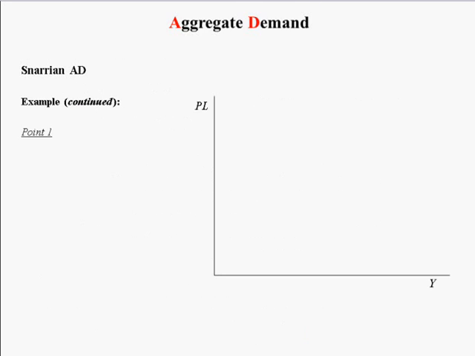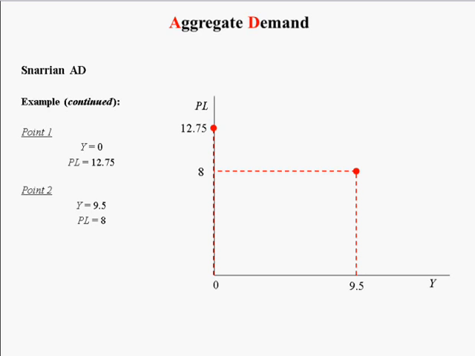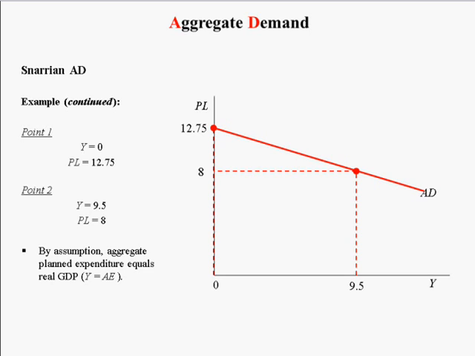Okay, so let's graph it. At point 1, real GDP is 0. Price level is 12,750. Plot that point. Point 2 has GDP being 9.5 trillion, and the price level is 8,000. So the aggregate demand curve is the line that connects these 2 points. By assumption, remember, aggregate planned expenditure equals real GDP, because the aggregate demand curve assumes we're in equilibrium in that model. In the aggregate planned expenditure model, real GDP equaled 9.5 trillion when the price level was $8,000 at the aggregate planned expenditure equilibrium.